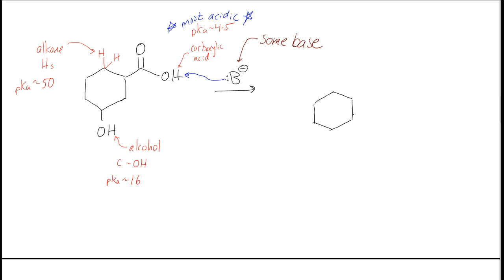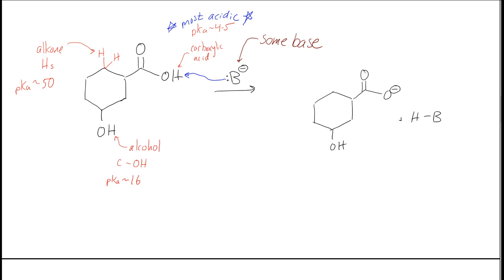And so the product of the deprotonation is going to be this, right, with the byproduct of HB. So the base grabs the hydrogen off of the carboxylic acid, but doesn't grab any of the other hydrogens because they're not acidic enough. So the base is only going to take the most acidic hydrogen.